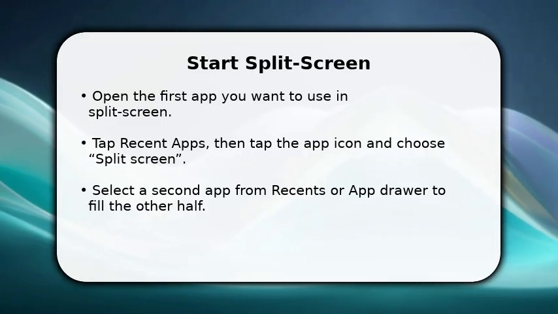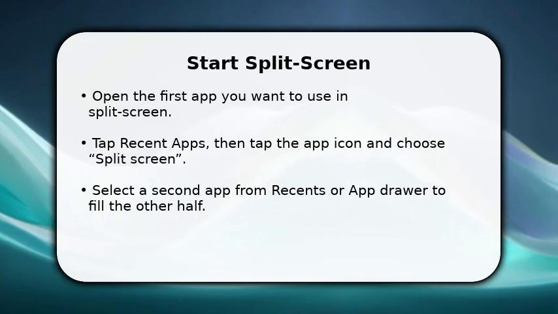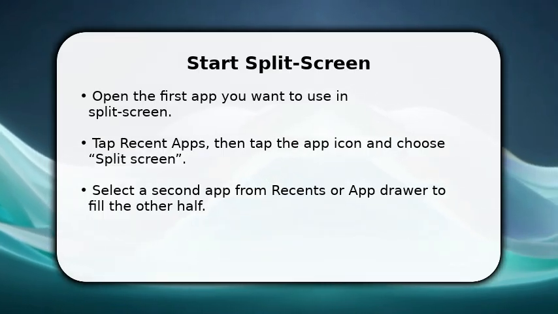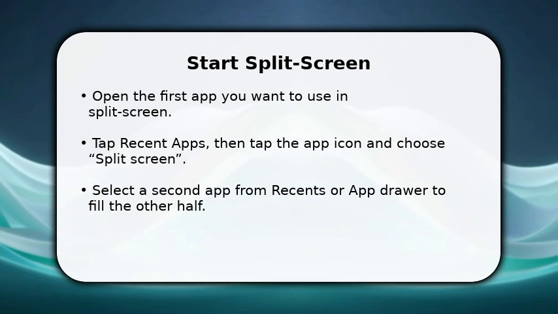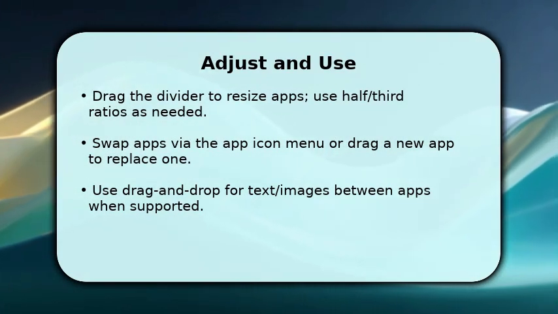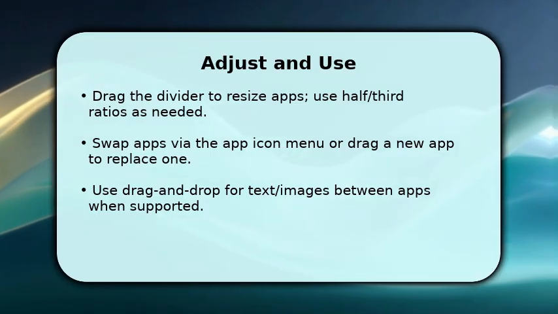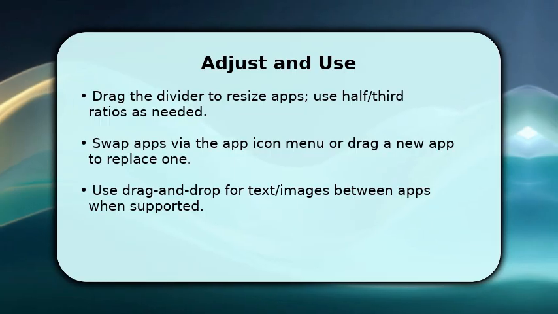You're doing this so both apps stay active and resizable. This method avoids accidental full-screen switches and keeps multitasking fluid. Once both apps are visible, you can fine-tune how they share space. Grab the divider and slide it to adjust proportions. Aim for half, 1/3, or any custom split depending on your task.